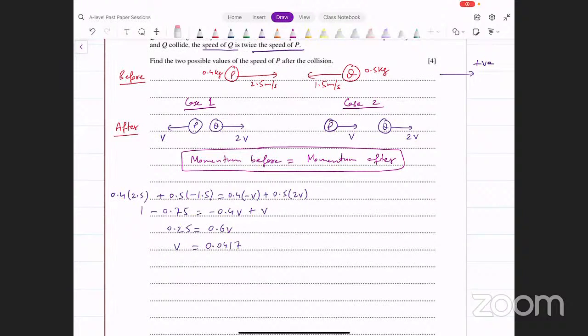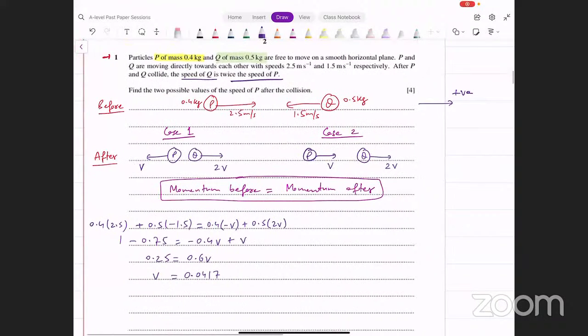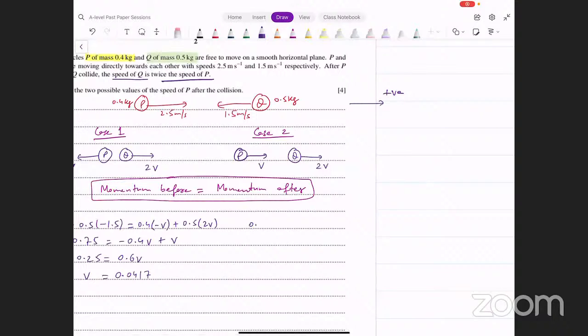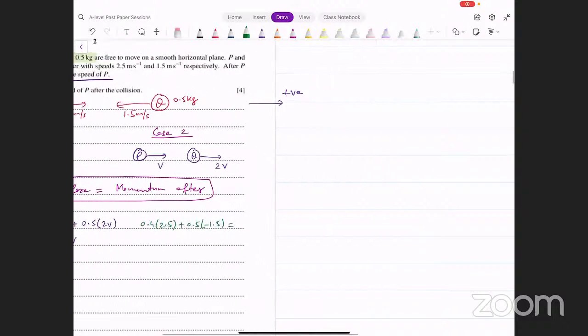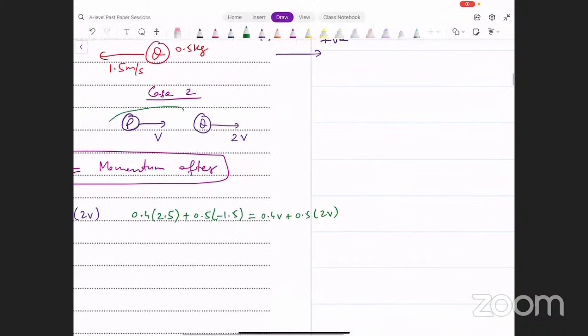Let's make the other equation as well. दूसरे केस में आपके पास क्या बन जाएगा, मोमेंटम बिफोर तो वही होएगा, मोमेंटम बिफोर तो वही है, that's 0.4 into 2.5 plus 0.5 into minus 1.5. After क्या हो जाएगा, they are both moving towards the right side, so we say 0.4v plus 0.5 into 2v. Okay, that's the momentum that you're getting from this after collision.